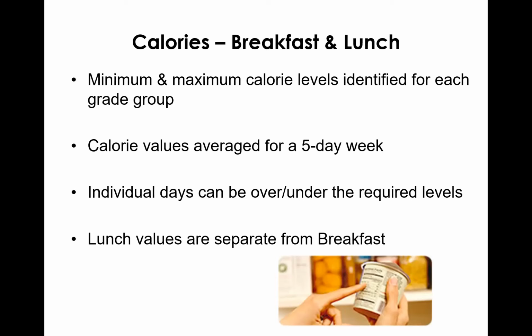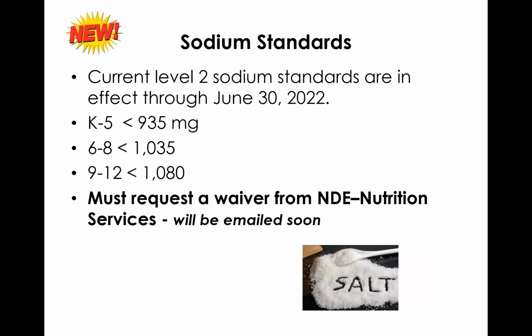When we look at breakfast, we can see that there is an overlap for grades K through 12, with the range being 450 to 500. So these are minimums and maximums. And as you meet meal pattern requirements with portion sizes for the specific grade groups, your menu should meet the calorie requirements. So let's move on down to the next slide, where we're going to be talking about sodium.